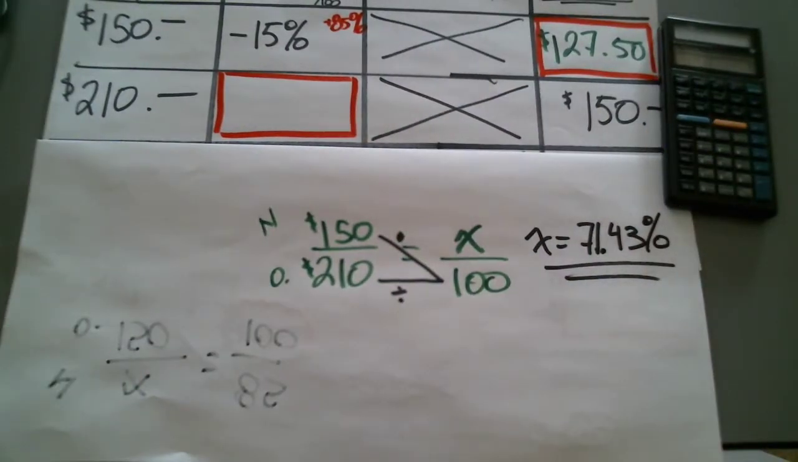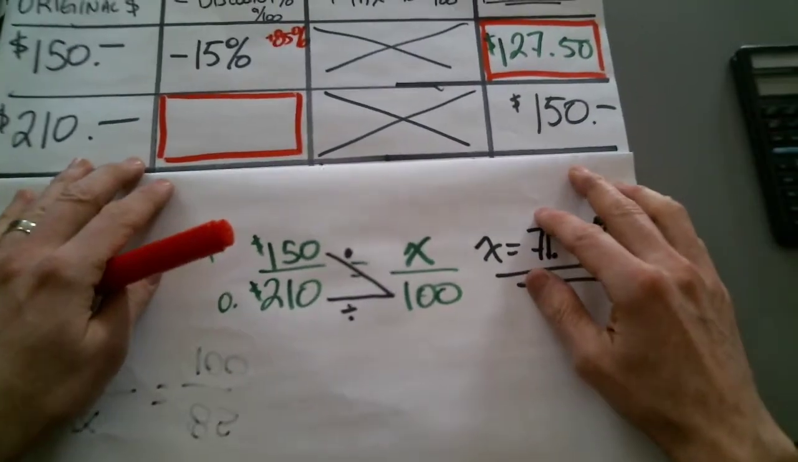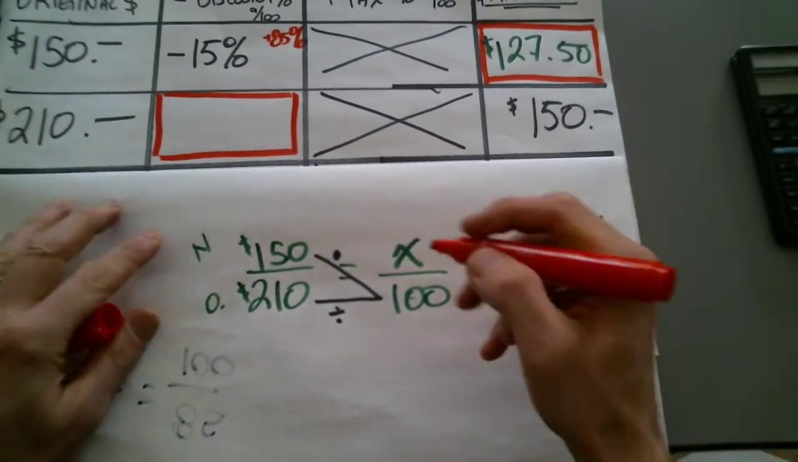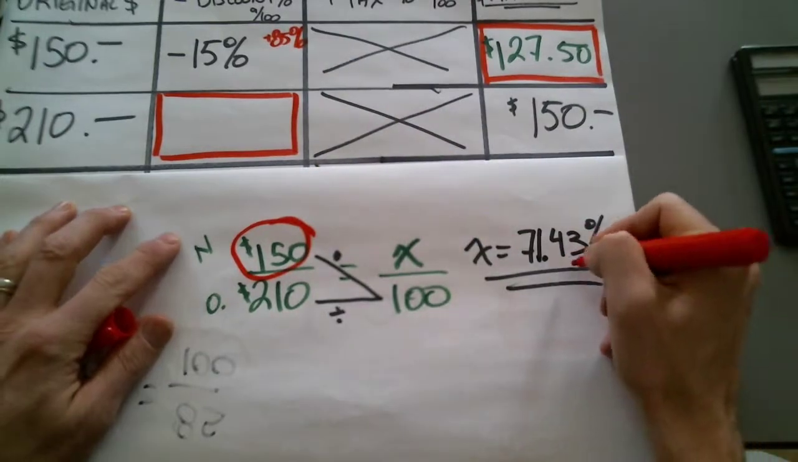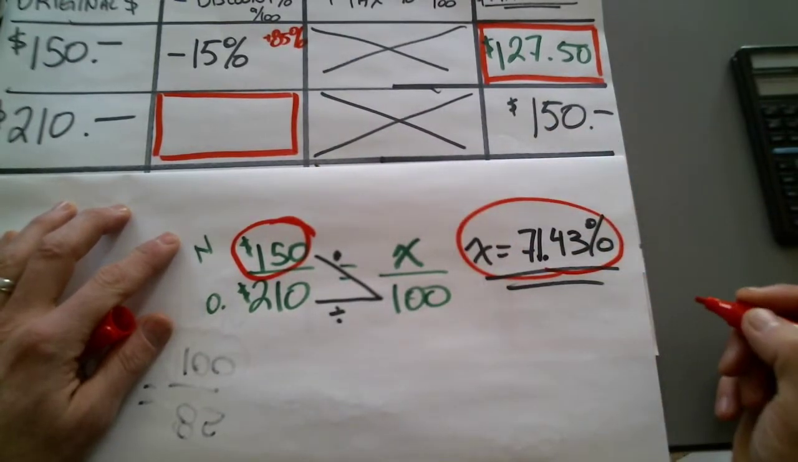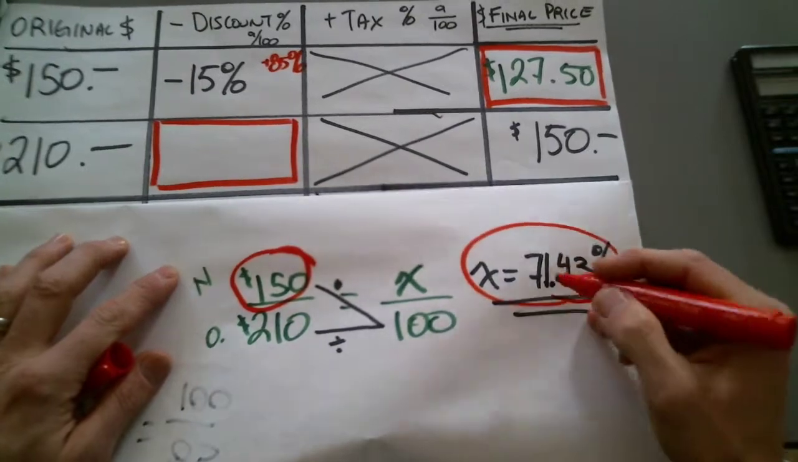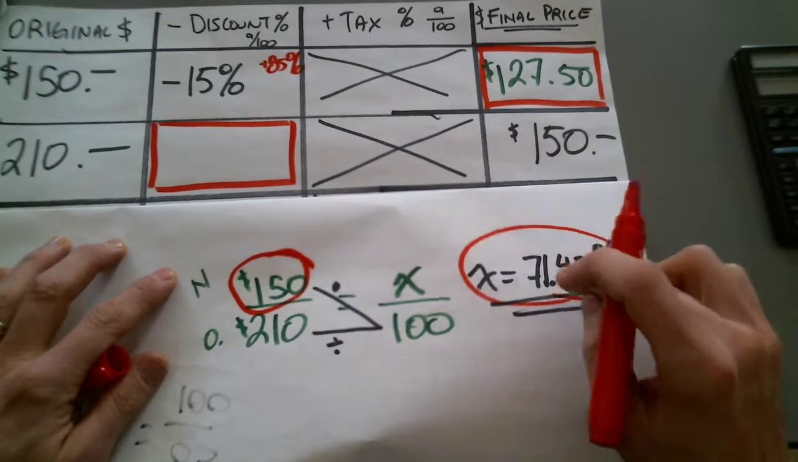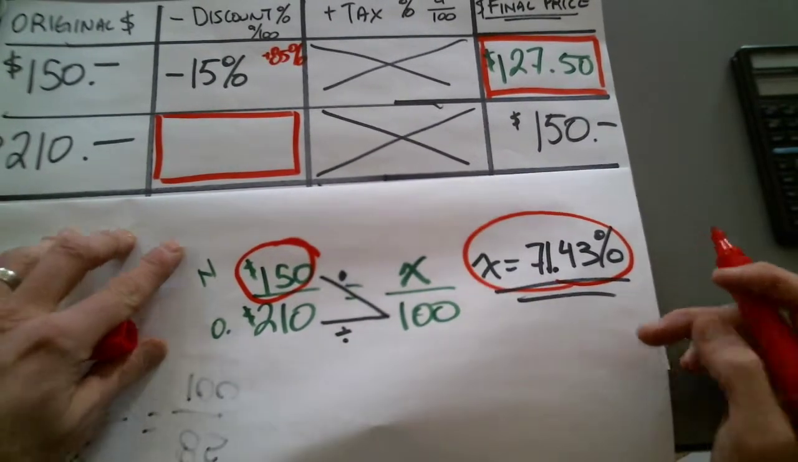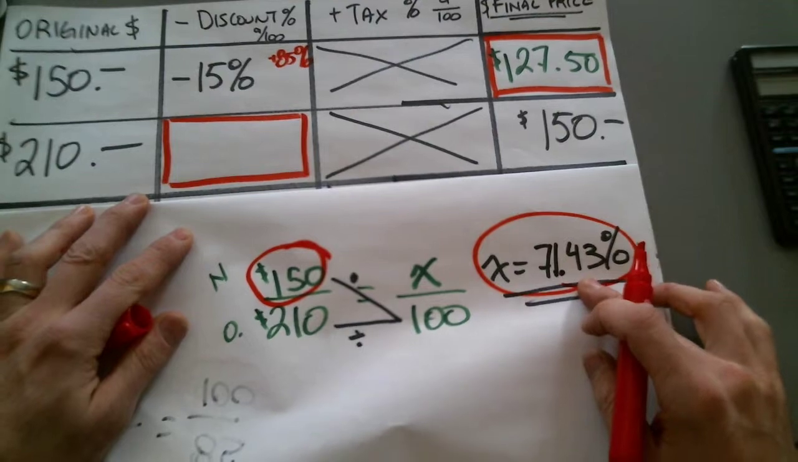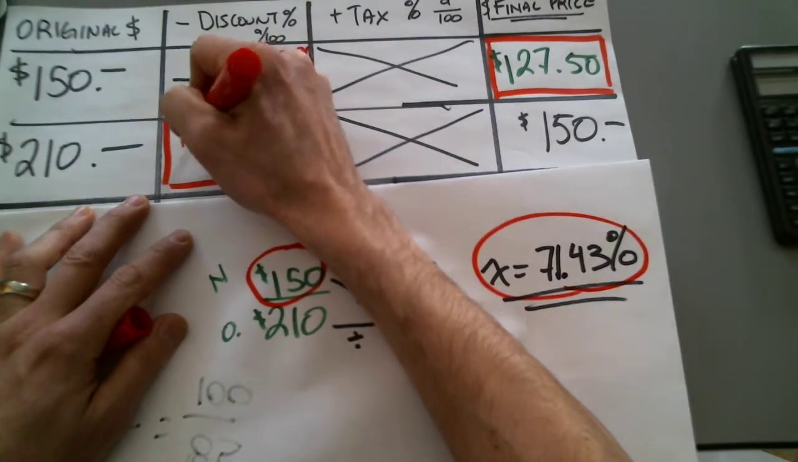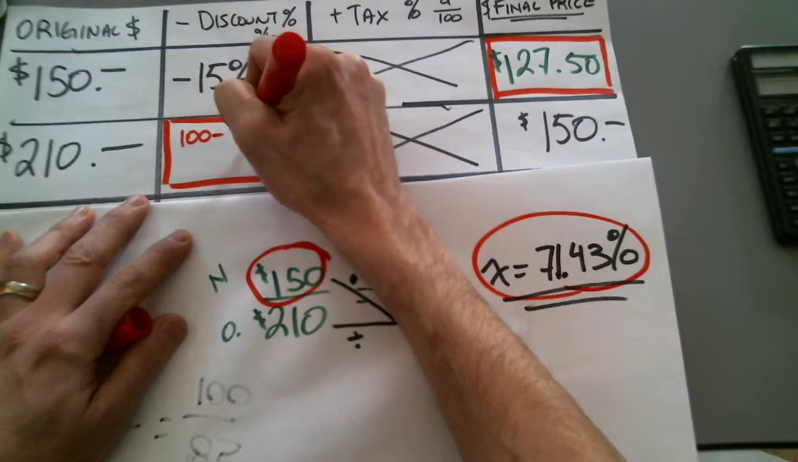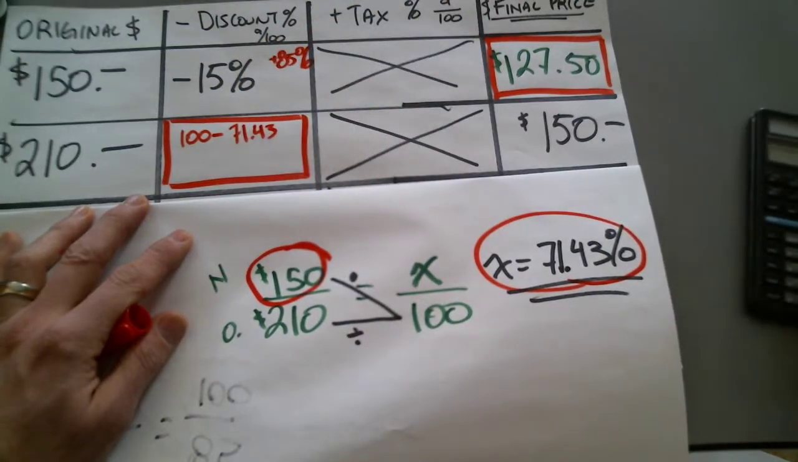Okay, now, what does that actually tell me? This tells me that that price is this much of the original price. So is this the discount, or is this the percentage that I paid for the item? That's the percentage I paid for the item. Okay, so now what we need to do is take 100 minus 71.43. Why? Because I want to know what the discount was that I received.